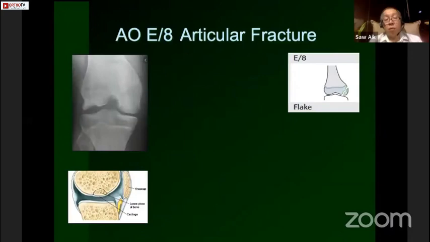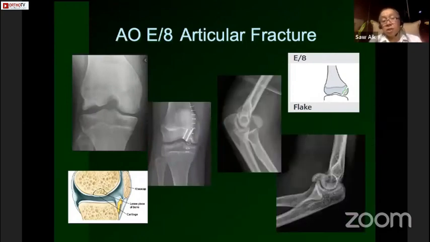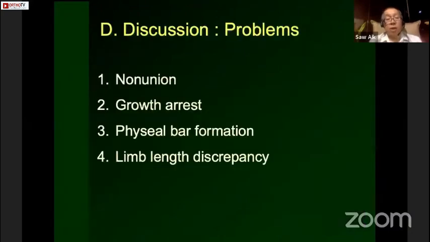Now, finally, AO E8, articular fragment. Now, this is fortunately rare. There is a lot of overlap with osteochondritis dissecans, depending on the mechanism of injury, whether there is acute trauma. But the piece is intra-articular, so treatment is roughly the same. Capitulum fracture also falls into this group, but it is more commonly seen in adults rather than children. So type 8 fracture is fortunately less common in children.